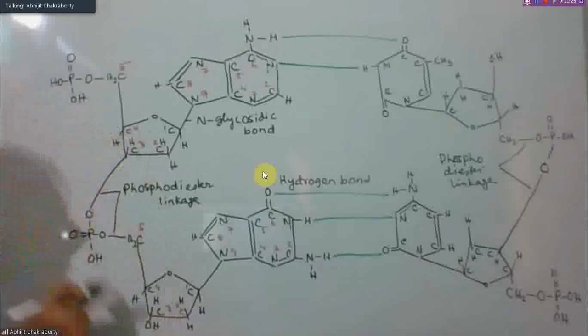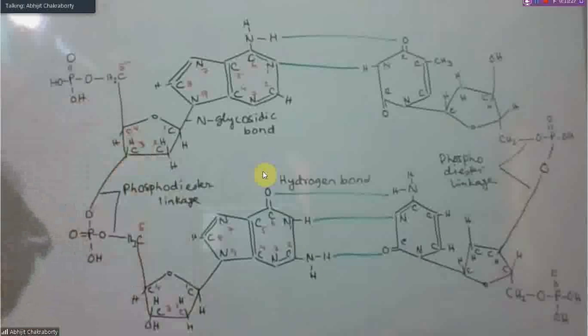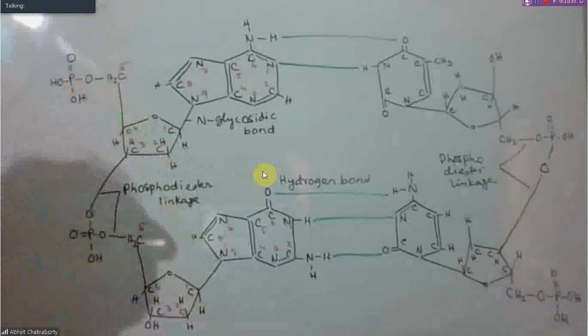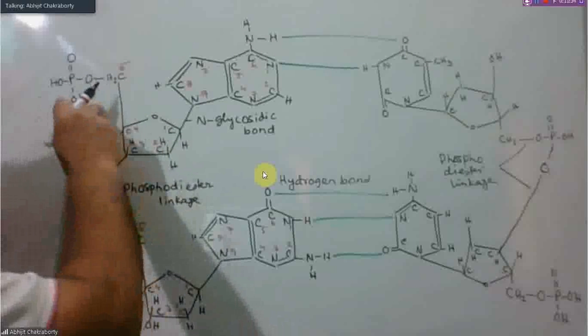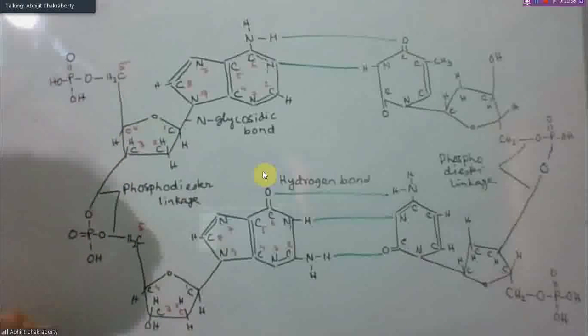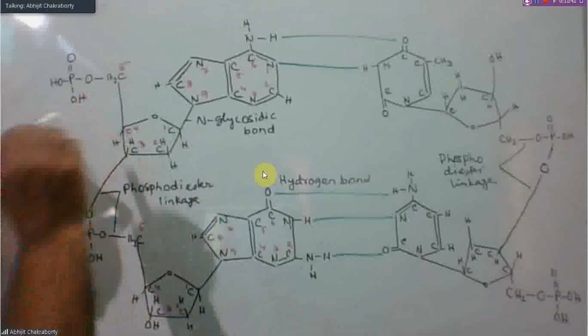Phosphate sugar. In this way, the backbone of the DNA is formed. You know, backbone of DNA is formed of phosphate and sugar by alternate arrangement, alternate location of the phosphate and sugar. So we just write phosphate and sugar.